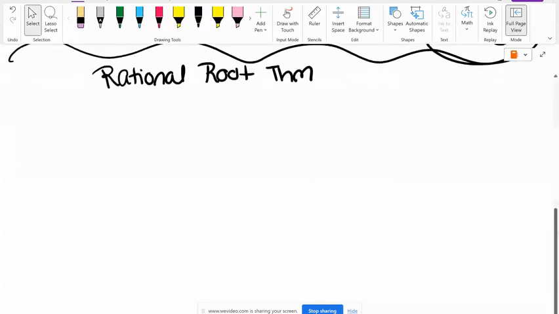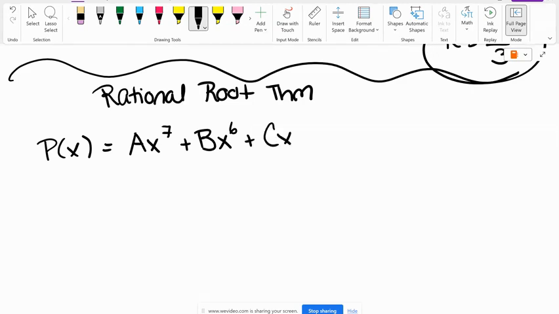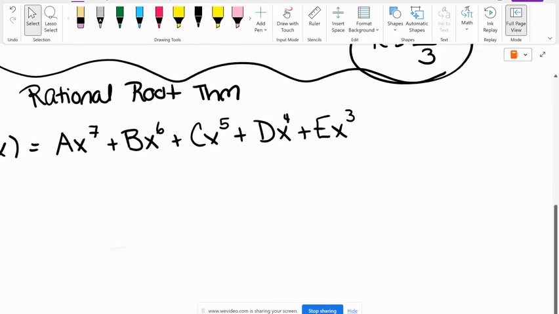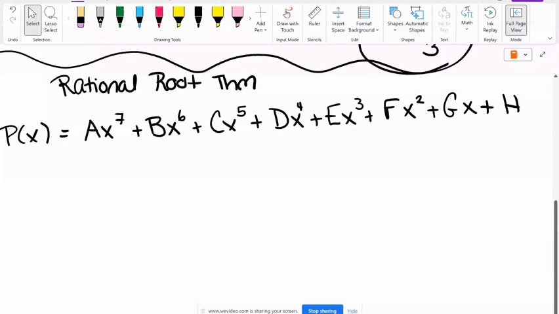Okay, so let's say I have some function, p of x is equal to ax to the seventh power plus bx to the sixth power plus cx to the fifth power plus dx to the fourth power plus ex to the third power plus fx to the second power plus gx plus h. So we have some polynomial.